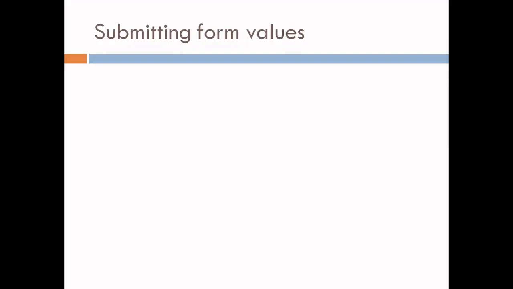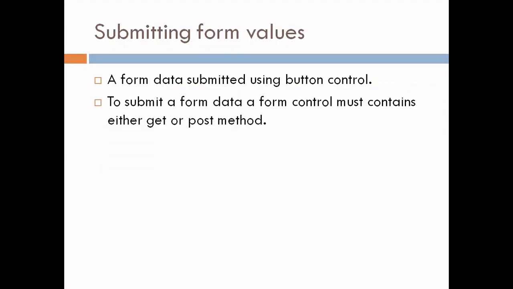Today I'm taking a session on get method, submitting form values. So in PHP, whenever we want to submit data of any page to either a database or a next page, we must use a form control. Form data is submitted using a button control. The data is submitted either to the next page or to a database. To submit form data, a form control must contain either a get method or a post method.